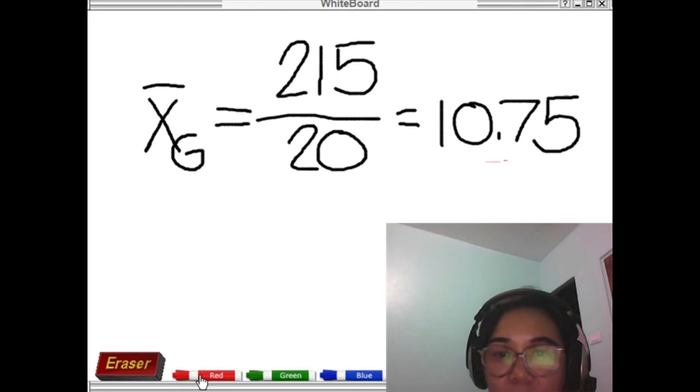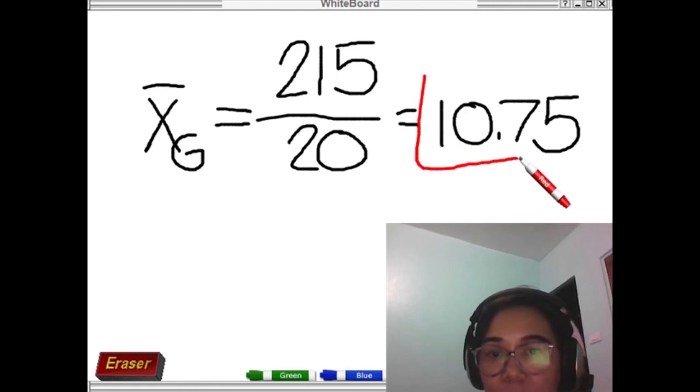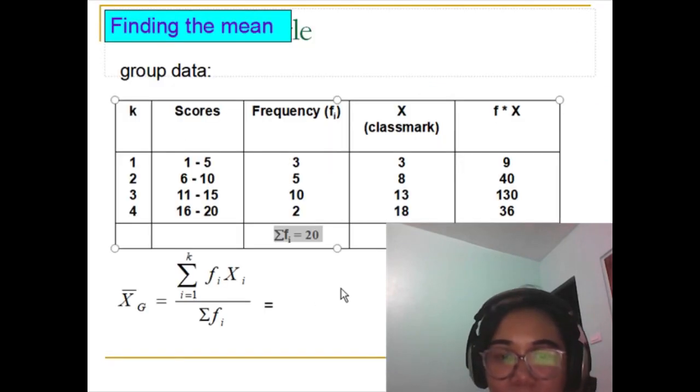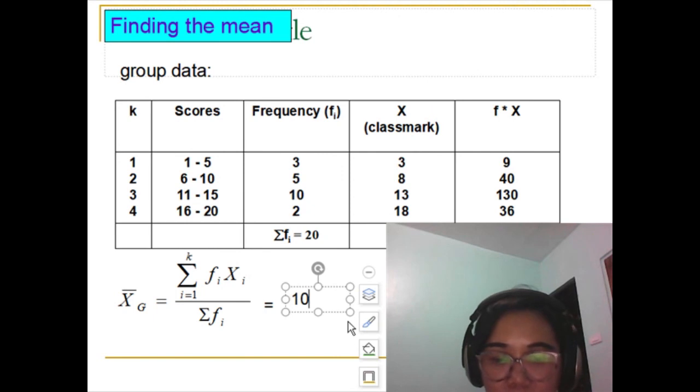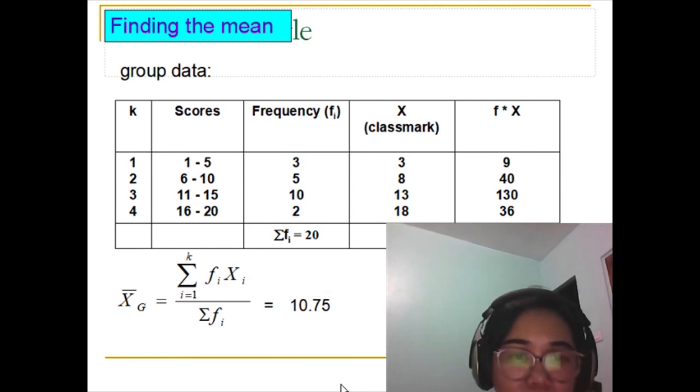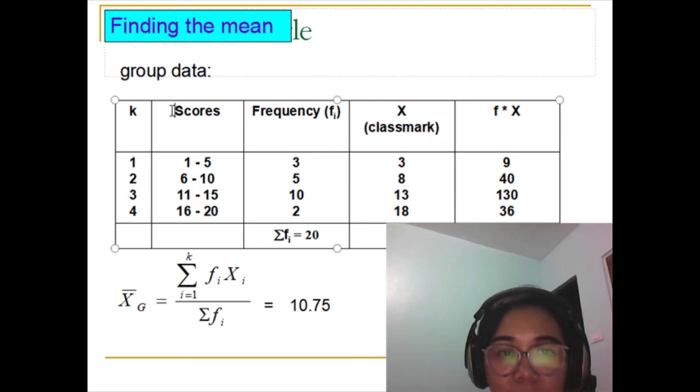So this is now our mean value. We will write it here. Mean is equal to 10.75. And how do we interpret the value calculated? We say that the mean score of the students in a given test is 10.75, or about 11 points.